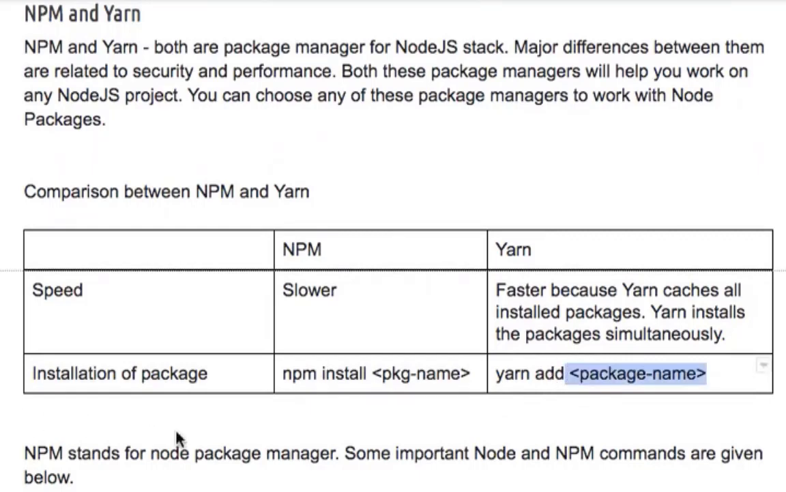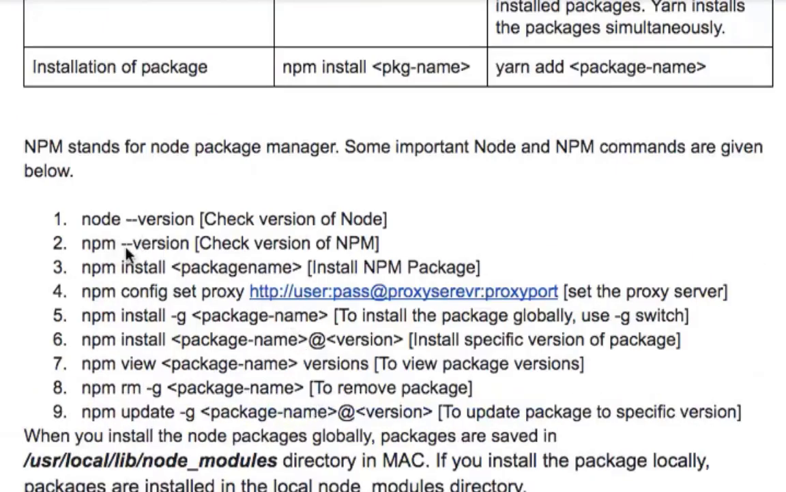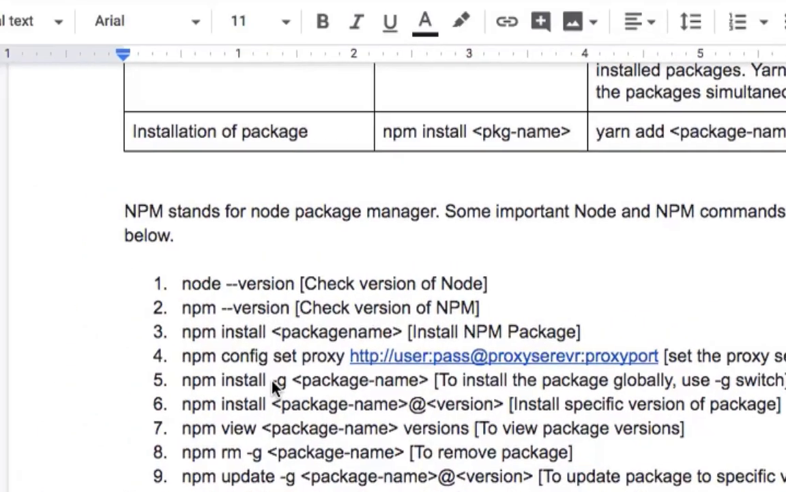Otherwise both have the same purpose, that is to download the packages. Now let us go down a little bit further. You can check the versions of npm using npm --version. Node version I already talked about. Now let us see how to install an npm package. Say, for example, you want to install one of the npm packages, then how can you install that?